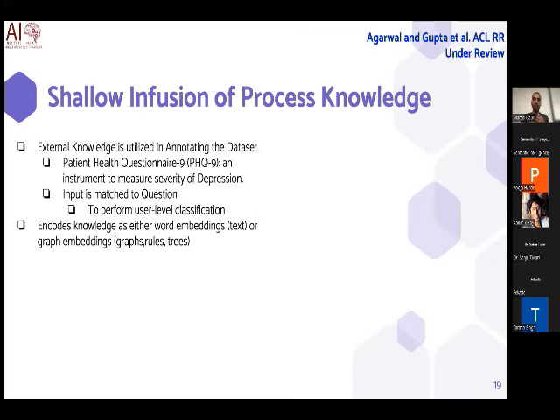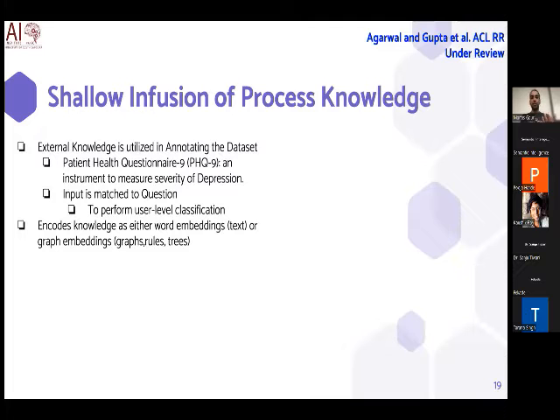So let's start with the first form of knowledge infusion, which is a shallow infusion of knowledge. In the remaining part of the talk, we will only be focusing on process knowledge, which is a new form of sequential knowledge, as knowledge graphs and ontologies are non-sequential. You can make them sequential, but as they stand right now they are non-sequential. So this is more like a sequential structure of knowledge. So how do we define shallow infusion?